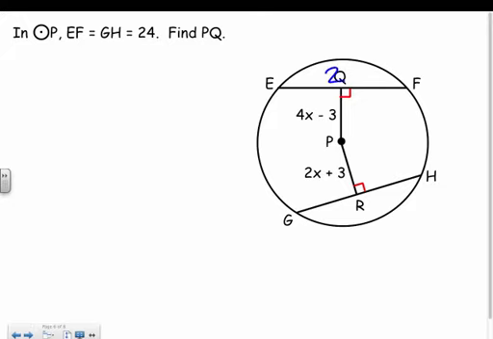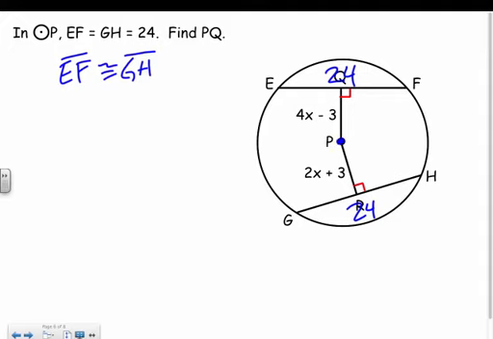Let's write that. So EF over here is 24, GH is 24. So that means they're congruent. I'm going to write that. So EF we know is congruent to GH, those two chords. Find PQ. Well, if those two are congruent, what did we just talk about? That they would be equidistant from the center.